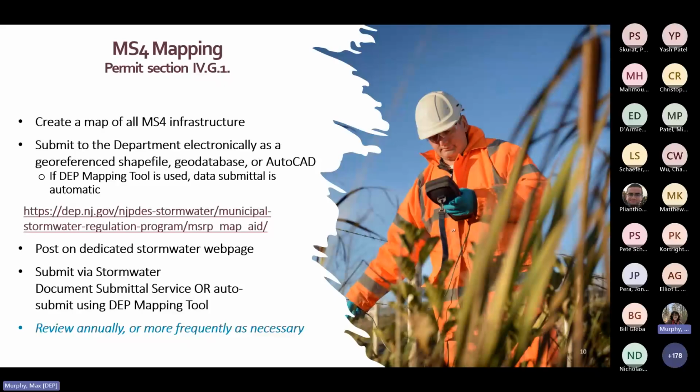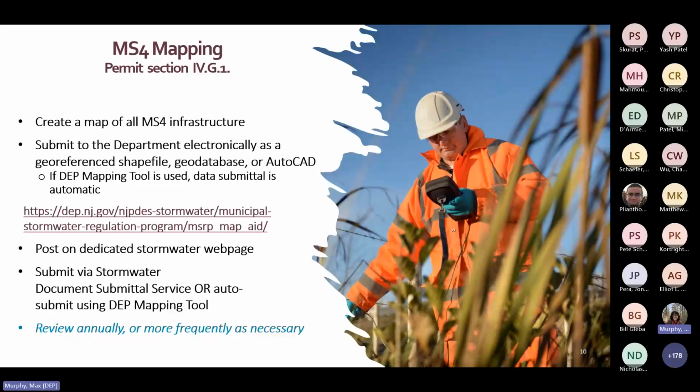Additionally, if any permittees already have their own ArcGIS license and would like to access our shared editing map, we are able to invite you to help edit the map. So please reach out to your county case manager to get that set up. If the DEP mapping tool is used, data submittal will be automatic. If the department's tool is not used, files will need to be uploaded via NJDEP Online.